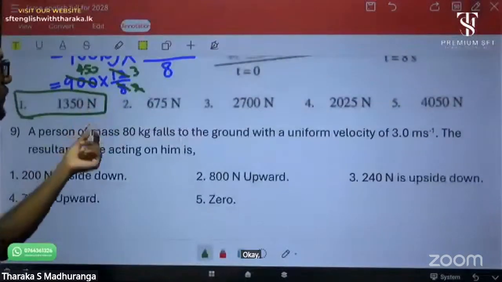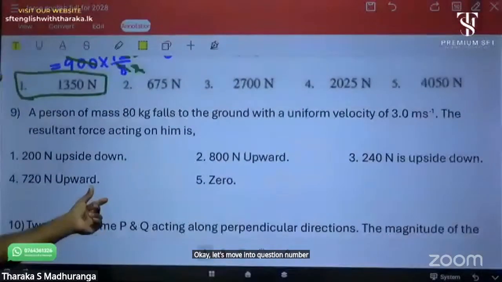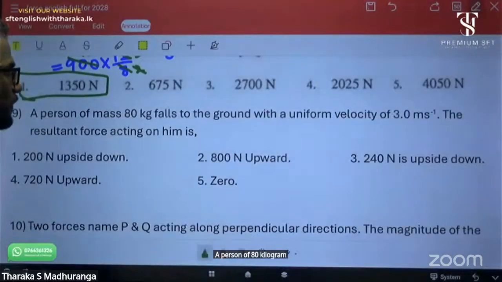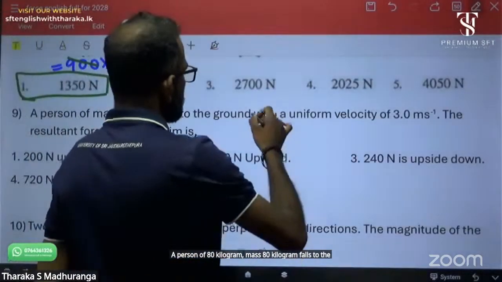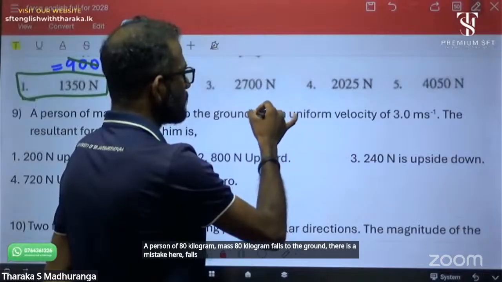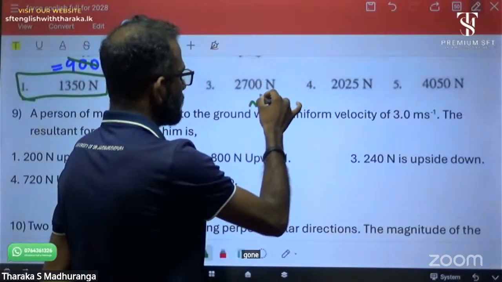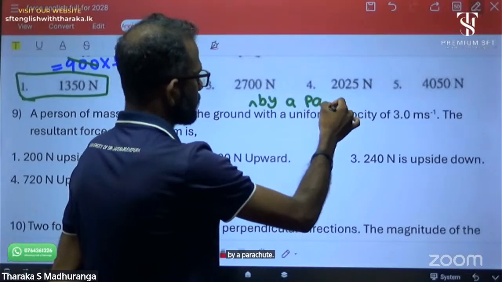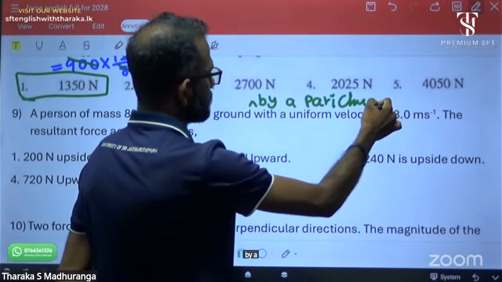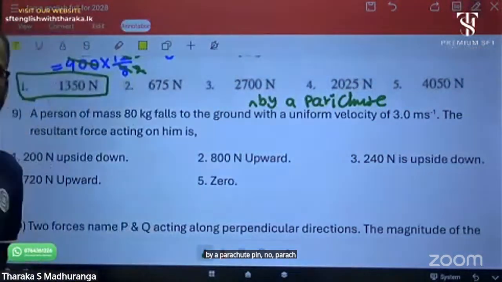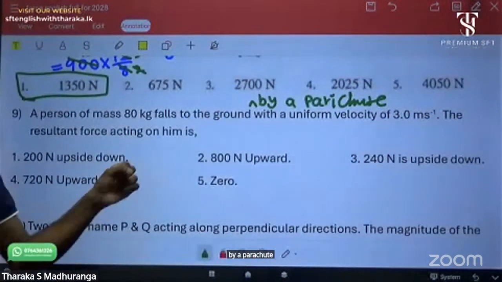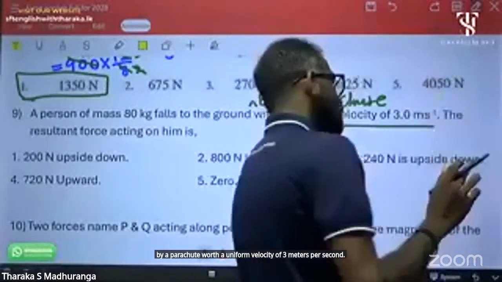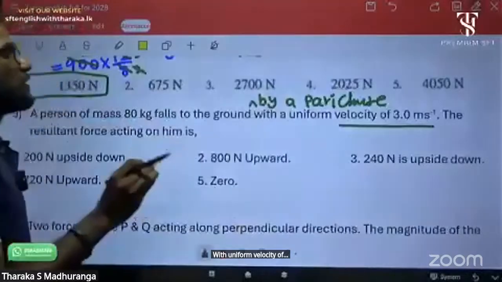Okay, let's move into question number 9. It's a very good question. A person of mass 80 kilogram falls to the ground. There is a mistake here. Falls down by a parachute with a uniform velocity of 3 meters per second.